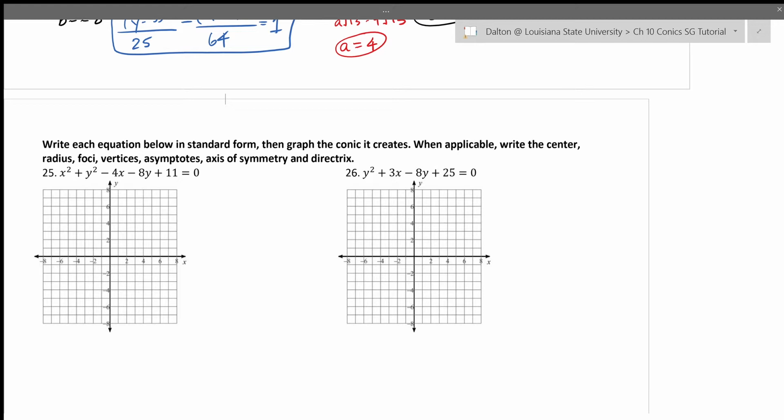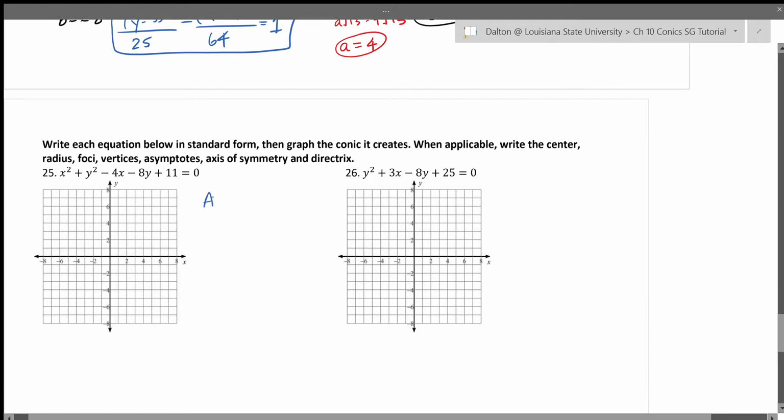For number 25, we got x squared plus y squared minus 4x minus 8y plus 11 equals 0. We know that the coefficients of x squared and y squared are a and c. In this case, they are equal. So if they are equal, then that implies that this conic section is going to be a circle. So we know what we're getting ourselves into.